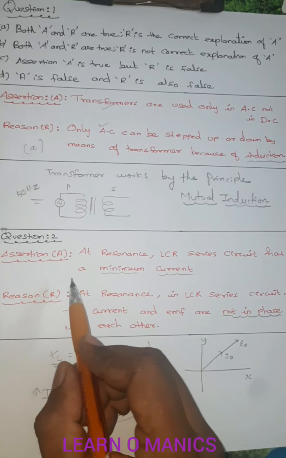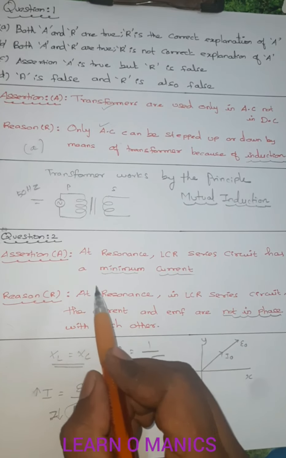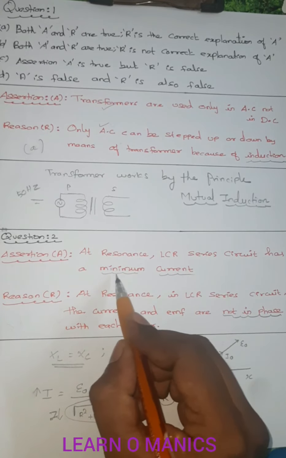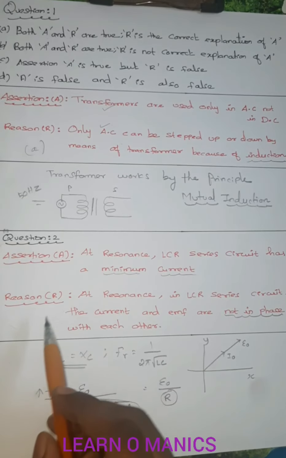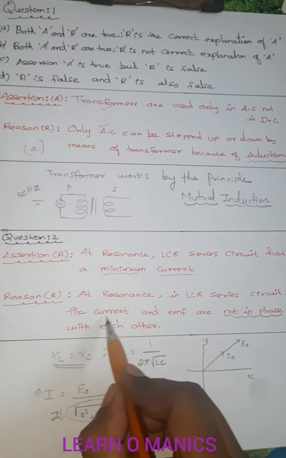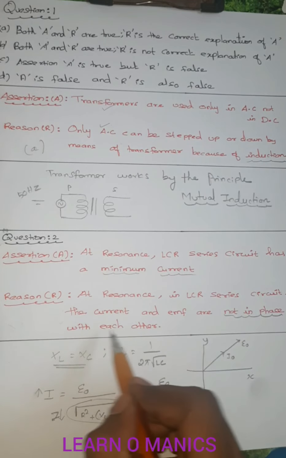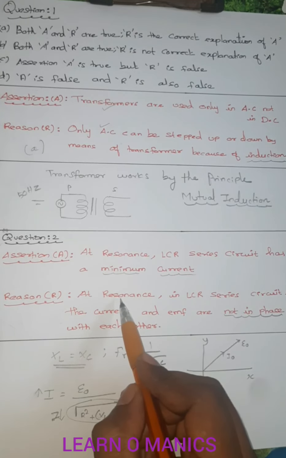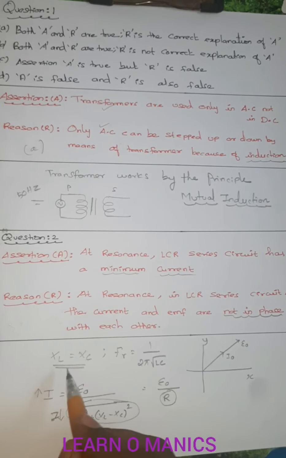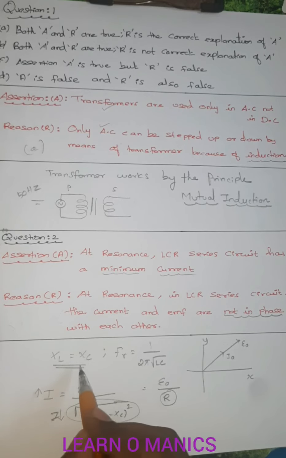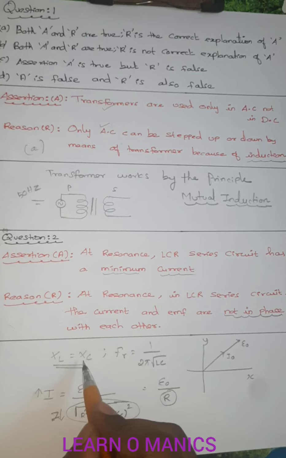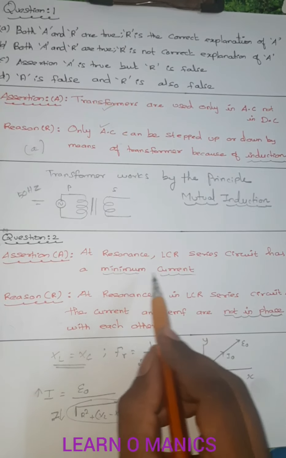The second question is about LCR circuits, right? Assertion: at resonance, the LCR circuit has a minimum current. Note the words minimum current, right? Reason: at resonance, in the LCR circuit, the current and the EMF are not in phase with each other. Both sentences deal with the resonance condition. When you think about the resonance condition, the inductive reactance and capacitive reactance must be equal to each other at the resonating frequency, right?